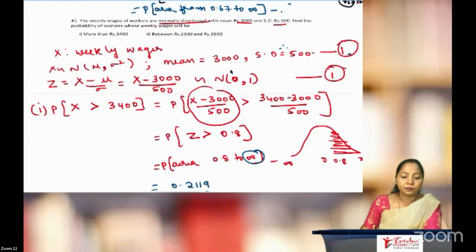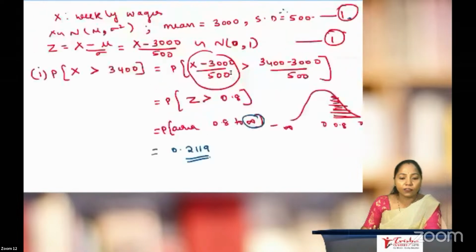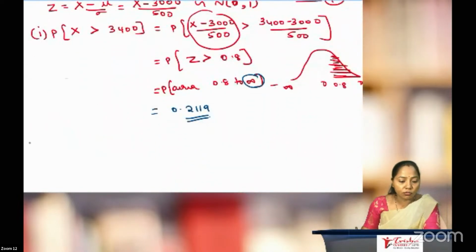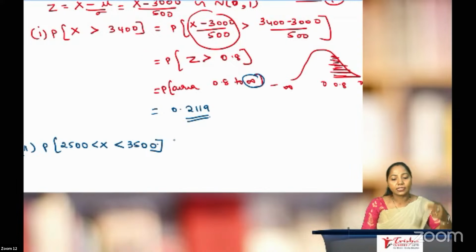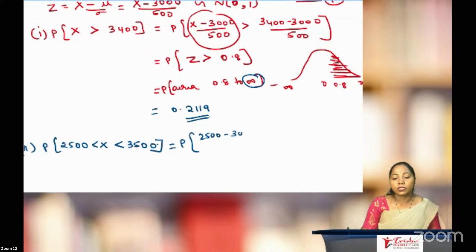Now it is between 2,500 and 3,500. So probability between 2,500 and 3,500. 2,500 is less than 3,500, so less, left hand. Standardize: 2,500 minus mu, that is 3,000, by 500 sigma, less than z, less than, because when you standardize it will be z, 3,500 minus 3,000 divided by 500.